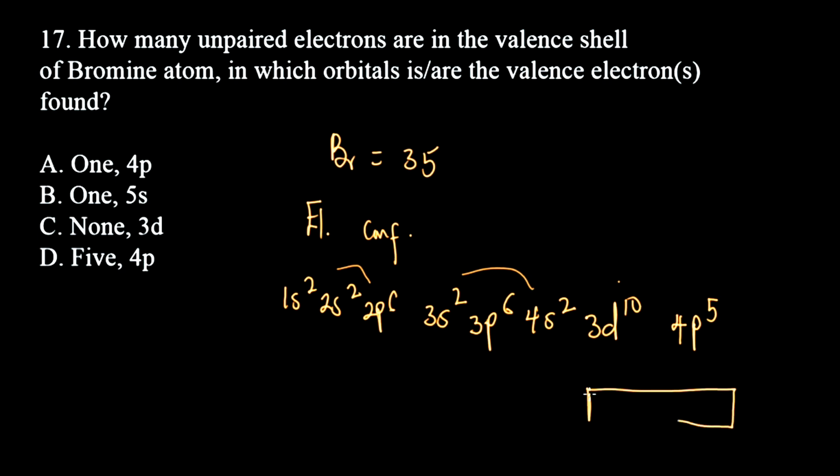So we have this to be this. So this is the p orbital. So we have 1, 2, 3, 4, 5. So we are filling these 5 electrons there. So we have one unpaired electron. So basically one unpaired electron, right? And this is 4p. That's the orbital. So this is the right answer.